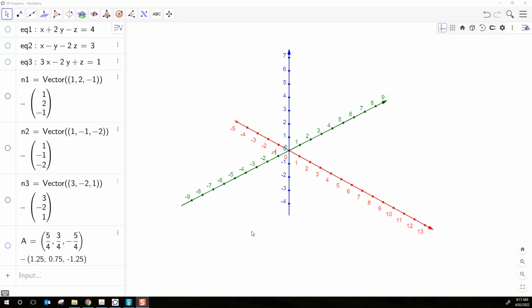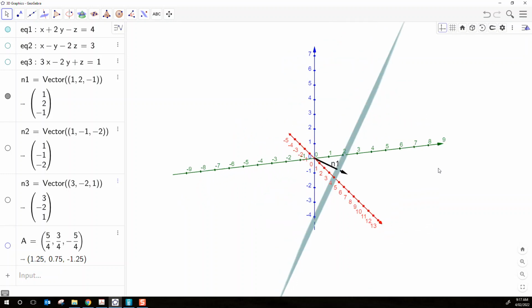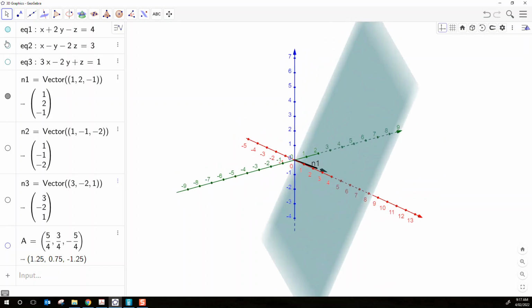Hi everyone, welcome to part 3 of our discussion about systems of equations with three unknowns. So this time, my first equation, pretty familiar, x plus 2y take z equals 4. Normal would be 1, 2, negative 1. So let's just put, there it is, there's the normal for our first plane, and our first plane is of course perpendicular to the normal.